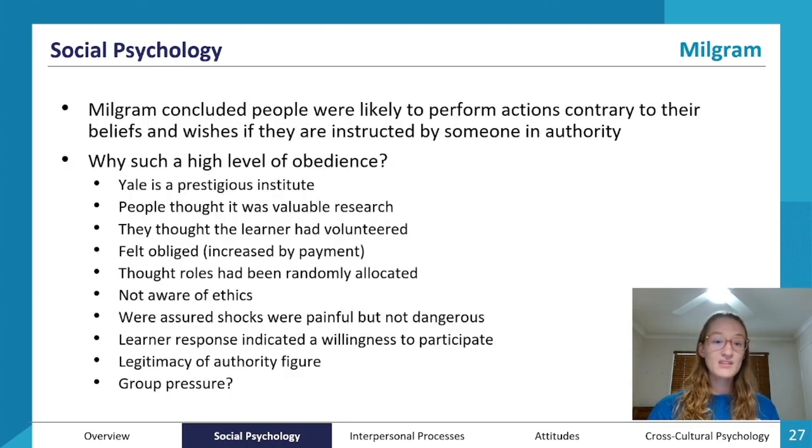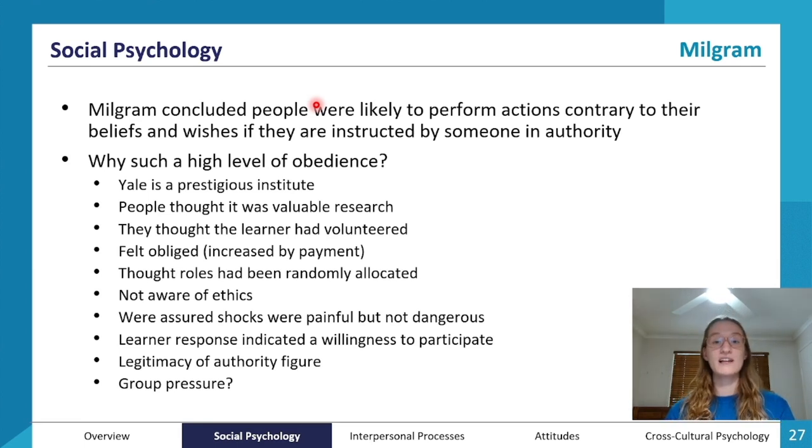So like I said, why do we think there was such a high level of obedience in this study? First, before we get to that, Milgram concluded that people were more likely to perform actions contrary to their beliefs and wishes if they're instructed by someone in authority. So this is the conclusion of his study: people are more likely to obey even if they don't want to, if they're instructed by someone in authority.